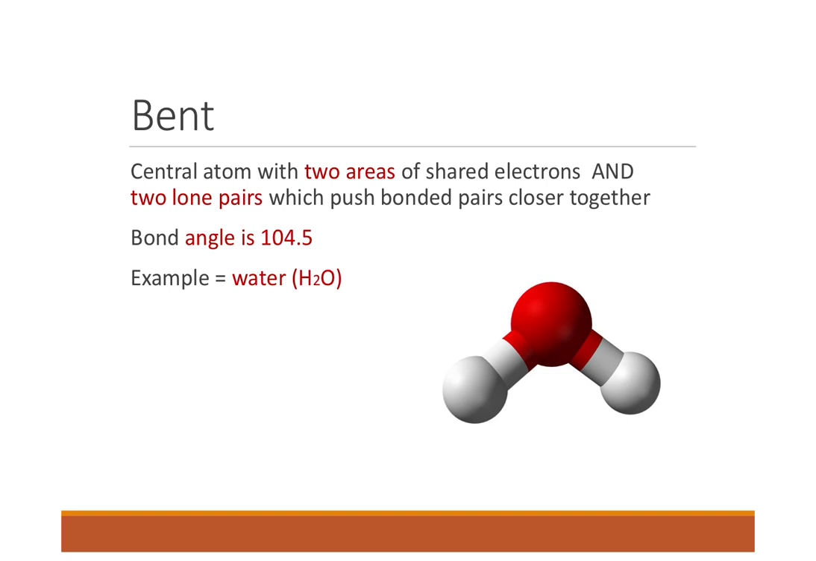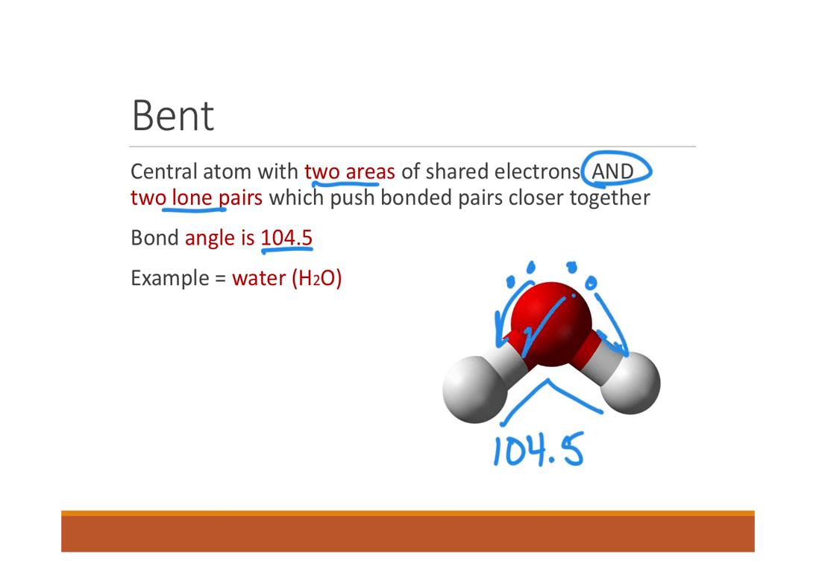Now we're working down to a central atom with only 2 areas of shared electrons and 2 lone pairs, which again are going to push the bonded pairs closer together. So our bond angle is going to shrink even further. We went from 109.5 to now 104.5. Again, these lone pair electrons are exerting repulsive force down. It's a double whammy of 2 of them pushing down to shove the shared electrons together. Water is the classic example of a bent molecule.